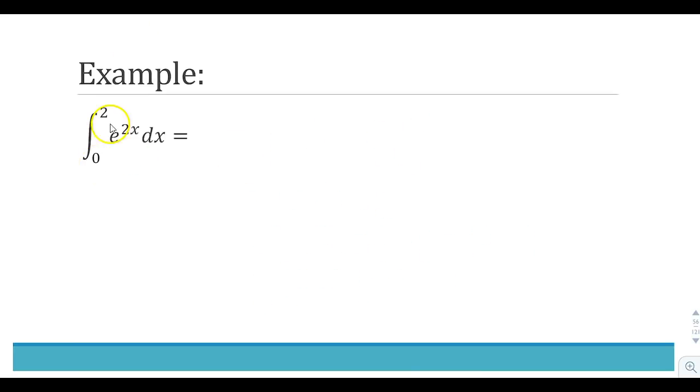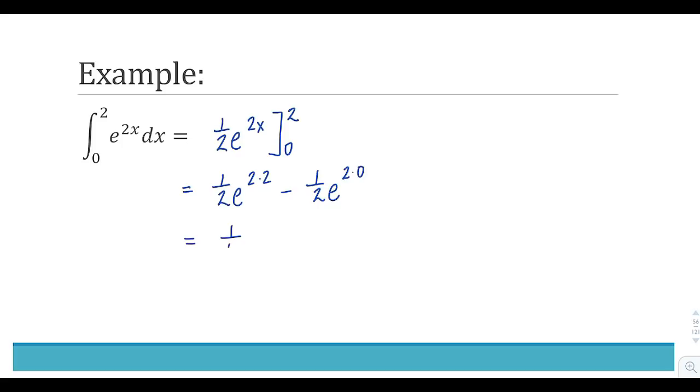Here I have the integral from 0 to 2 of e to the 2x dx. So the antiderivative of e to the 2x is 1/2 e to the 2x, evaluated from 0 to 2. So we substitute in 2 first, so 1/2 e to the 2 times 2 minus 1/2 e to the 2 times 0. Well, that just gives me 1/2 e to the 4th minus 1/2 e to the 0.